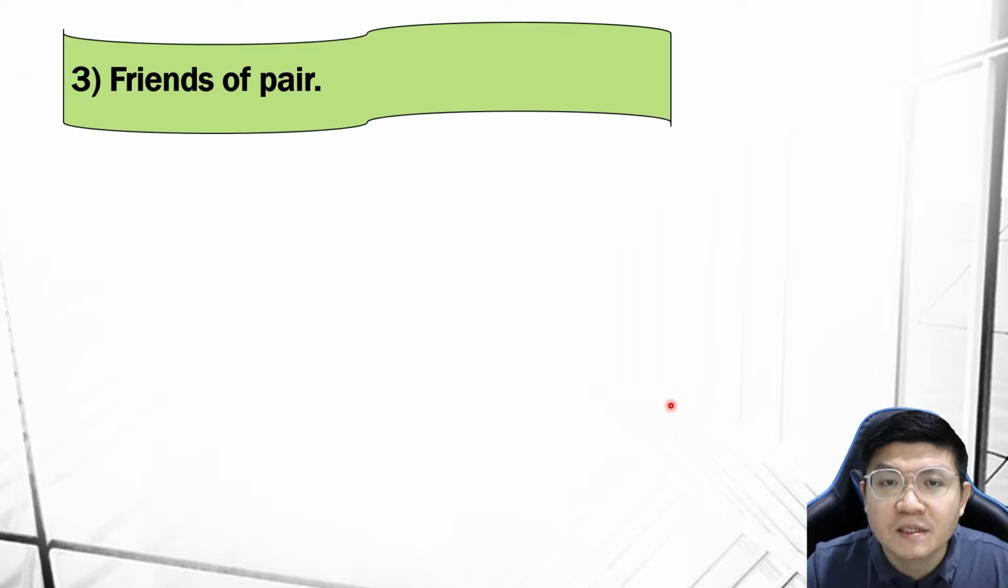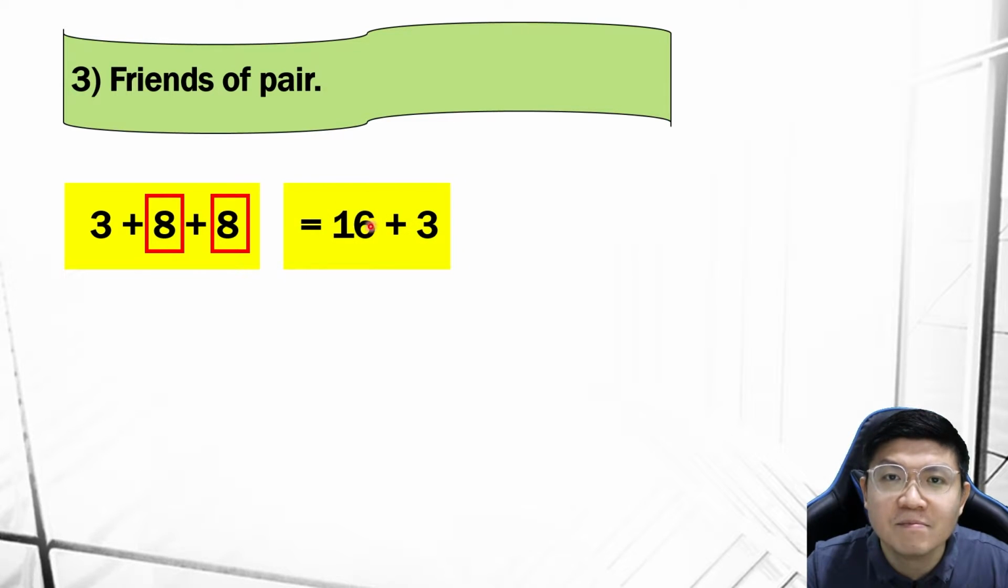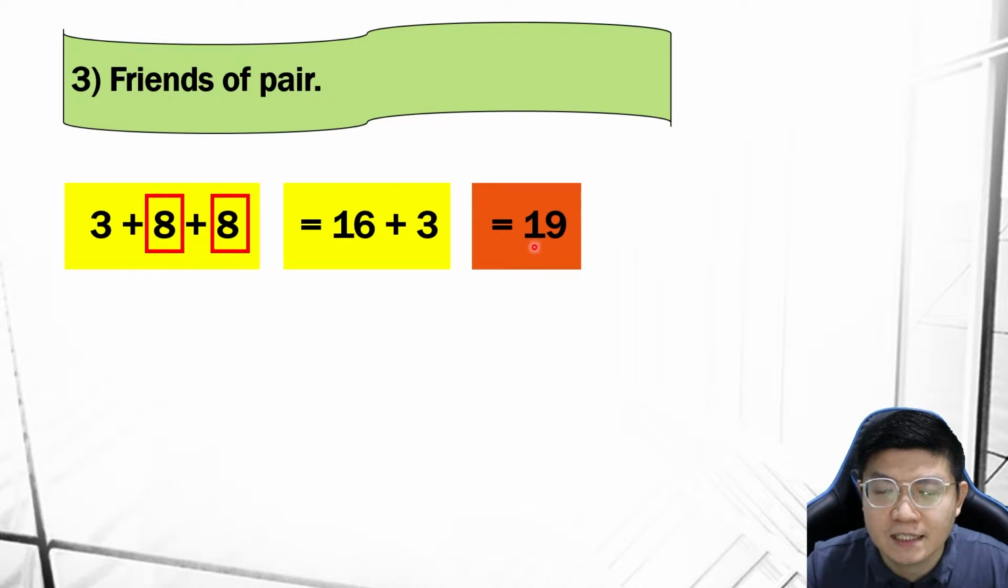Okay, next tip is friends of pairs. So here, 3 plus 8 plus 8. Now, friends of pairs means both numbers are the same. So here, the friends of pairs is 8 plus 8, which gives you 16. But if you remember the times table of 2, then this is 2 times 8, which is 16. Yeah, so 16 plus 3, which gives you 19.